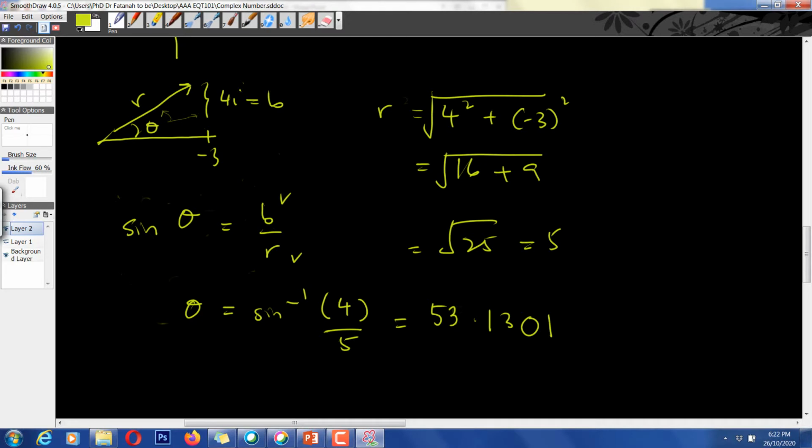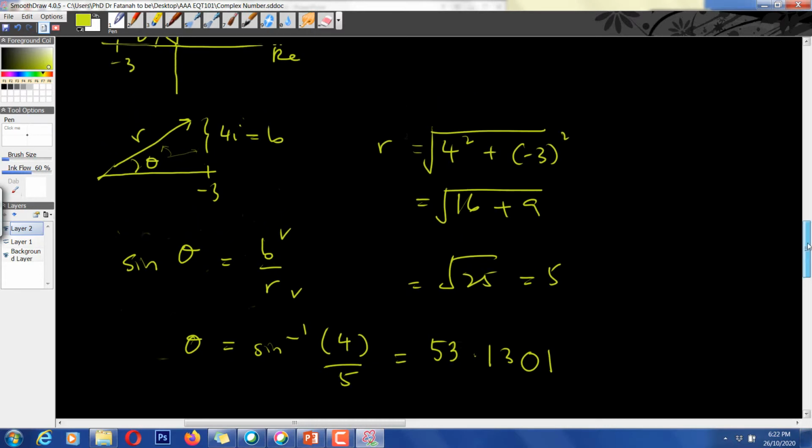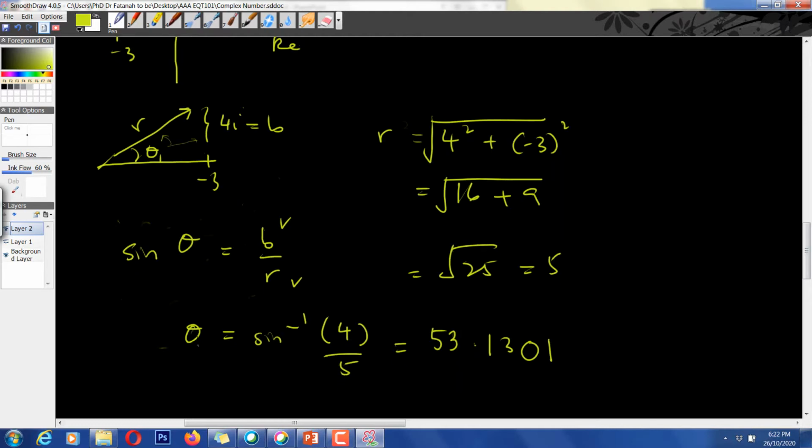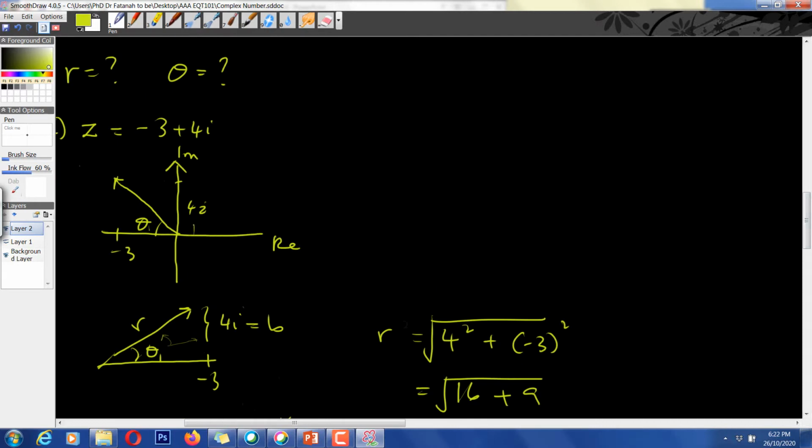53.1301. Okay, we have this. First of all, we need to check what our quadrant is. The original quadrant is this, the second quadrant, meaning we first get this theta 1. For example, this is theta 1. So the exact angle we need to find is this.